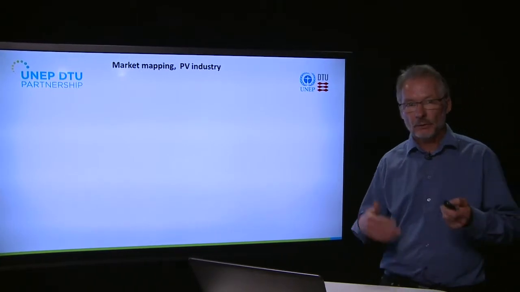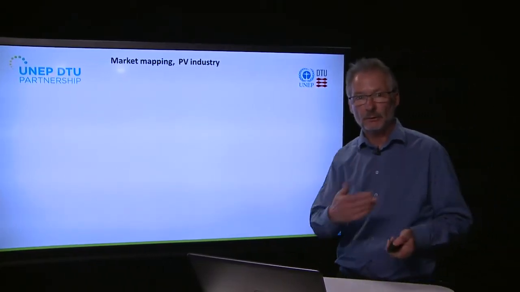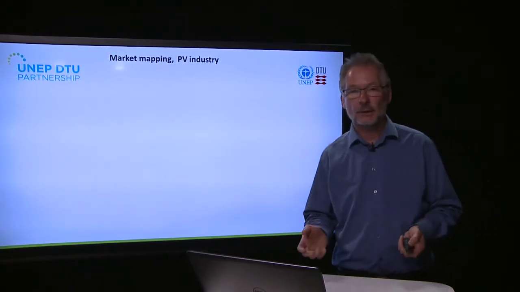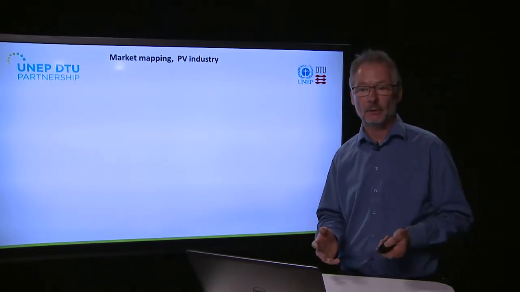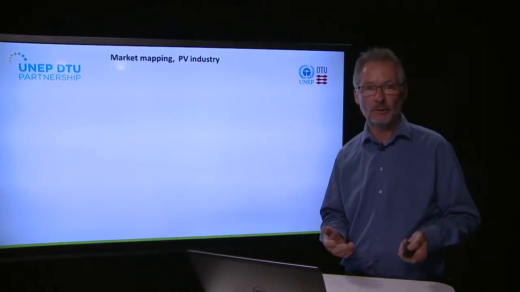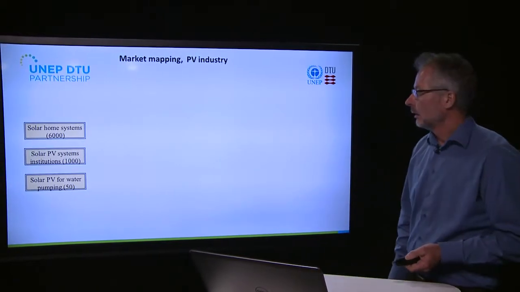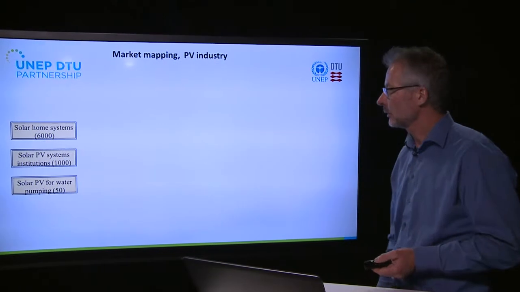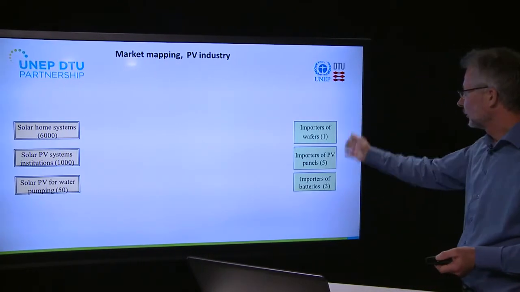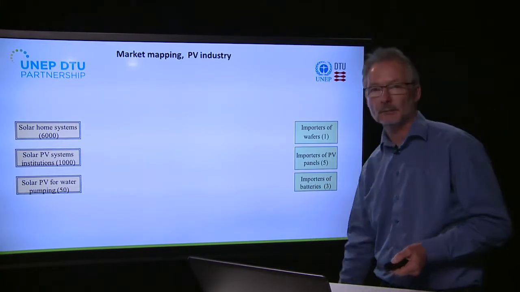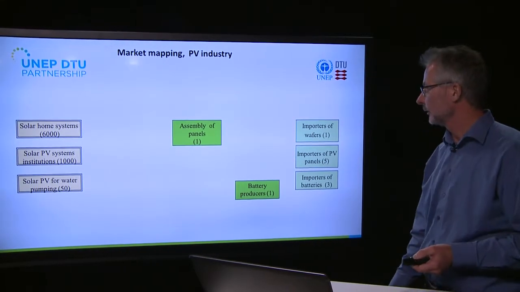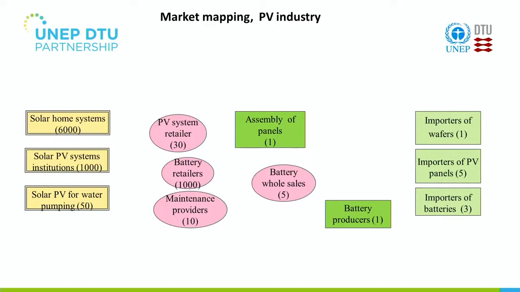To exemplify how the market mapping can be useful for a group of stakeholders for identifying barriers, I will take you through this example, which is a simple example of a market mapping for the PV industry. First, we will focus on the market actors, the consumers, here on the left side. On the right side, we have the importers of wafers, panels, and batteries. In the middle, we have the local production. And here, also in the middle between the production and the consumers, we have the retailers and the battery wholesalers, which are very important to make this system function. Demand from the consumers is met by the PV system retailers.